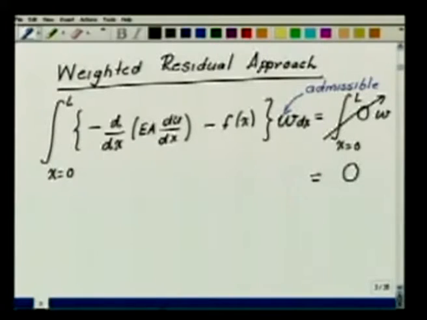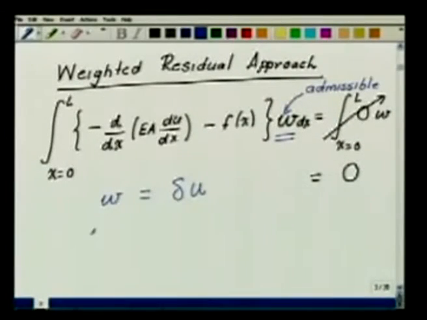Now look at this function w. Till now, in whatever we have done, we have taken w to be specifically equal to the variation of u. Not anymore. We are simply going to take any w which is admissible, and admissibility we will have to define in a strict way later on.